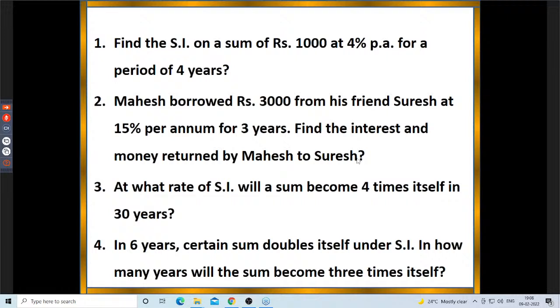Find the simple interest on 1,000 rupees at 4% per annum for a period of 4 years. Second one, Mahesh borrowed 3,000 from his friend Suresh at 15% per annum for 3 years. Find the interest and money returned by Mahesh to Suresh.